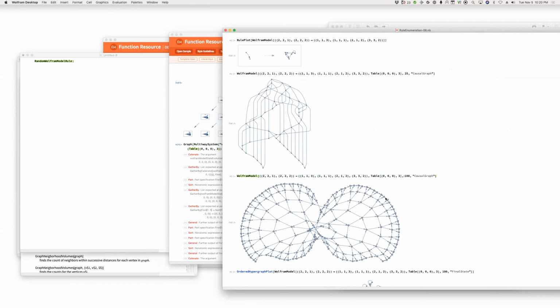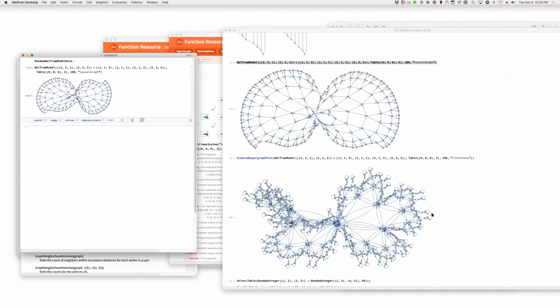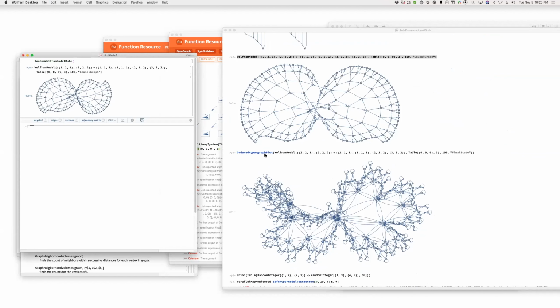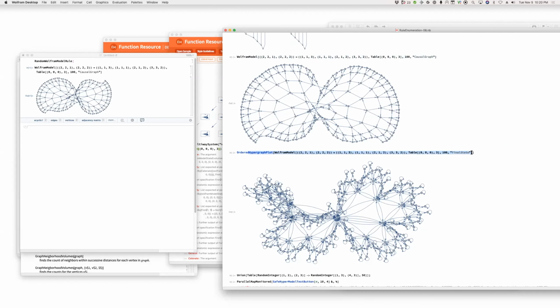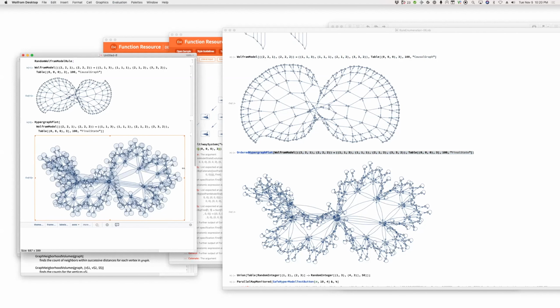Oh, that's the causal graph, but that should still work. If I run that now, that should still work. Beautiful. Okay. And then hypergraph plot of this should still work. Yes, it should. That's beautiful. And that's your new hypergraph there. Oh, almost new.